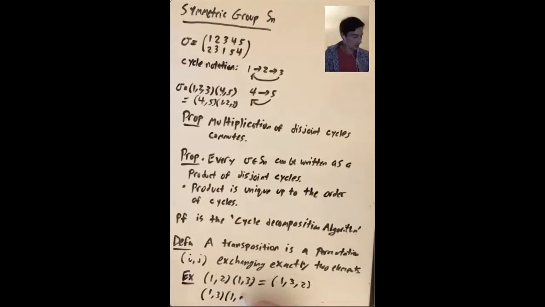What if we do the product in the other order? Well, same idea. 1 goes somewhere. 1 goes to 2. Then 2 doesn't move. So 1 goes to 2. 2 goes to 1. Then 1 goes to 3. So 2 goes to 3. 3 doesn't move in the first one. And then 3 goes to 1. So 3 goes back to 1.